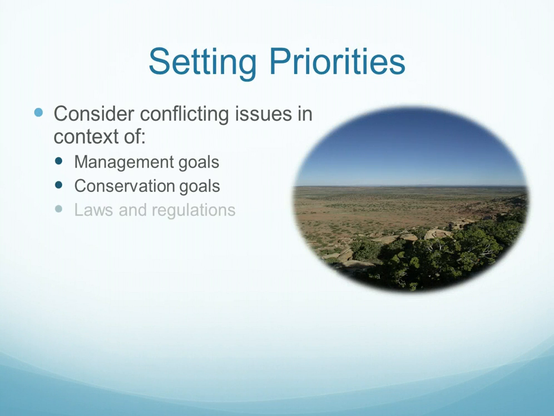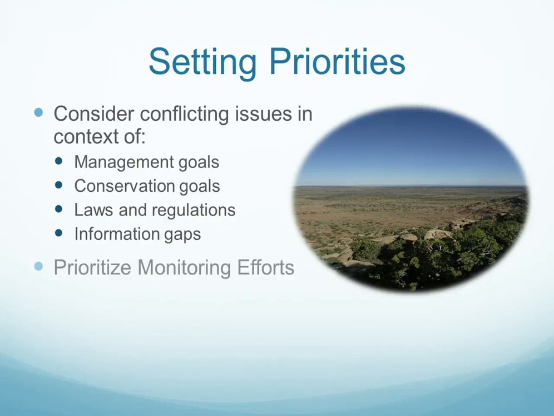As we set priorities, we consider conflicting issues in the context of management goals, conservation goals, the laws and regulations that may have priority over the actions that we can take, and also the information gaps that may exist in our knowledge base as we move forward.